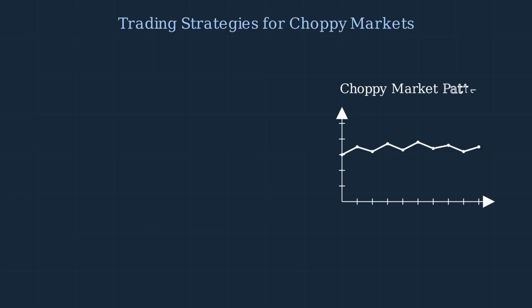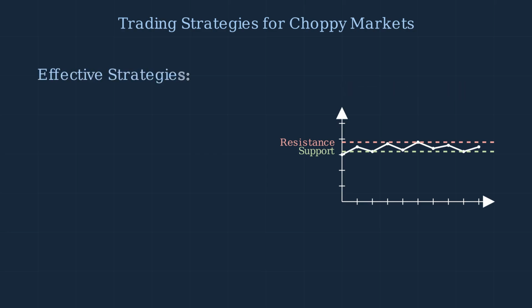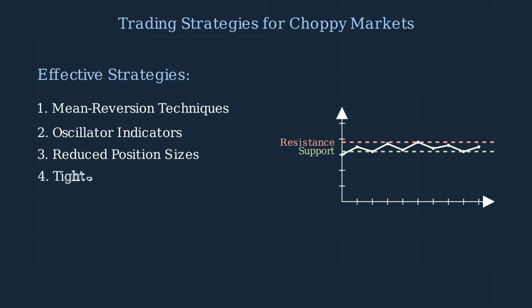Trading in choppy markets requires specific strategies that work when the chop zone indicator shows readings near zero. In these conditions, the market moves sideways with no clear trend, bouncing between support and resistance levels. Here are 5 effective strategies for trading in choppy markets.